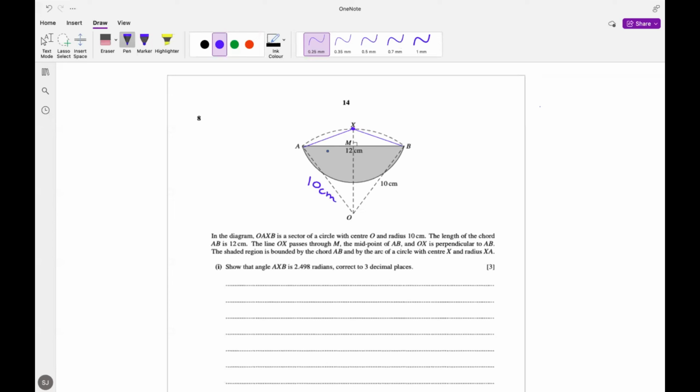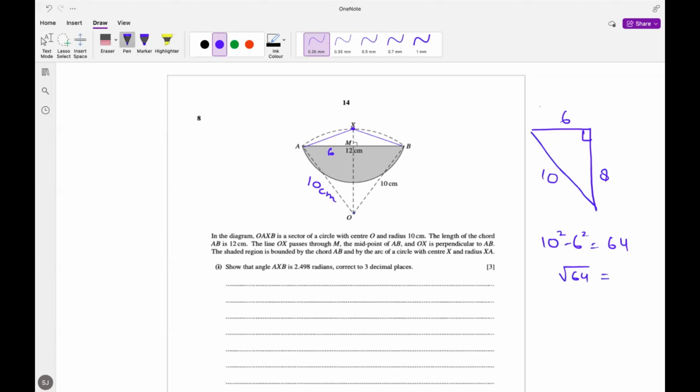This length is 6, so AM is 6. So if we draw the triangle AMO, this is AM and this is O. This is a right angle triangle, and if this is 6 and this is 10, applying Pythagoras theorem, we'll get 10 squared minus 6 squared, which is 64. Taking the square root of 64, this length will be 8.